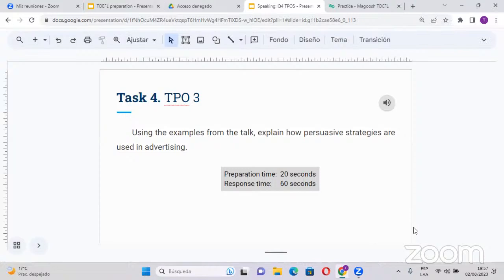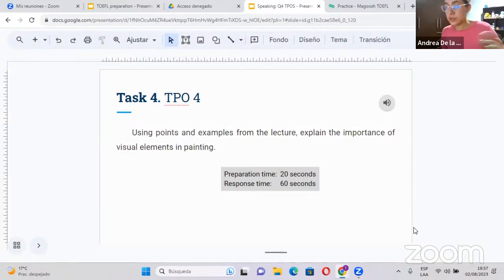Okay, so we can do one more so that you also get to practice because you haven't done anything, right? So let's do one more and you will go.